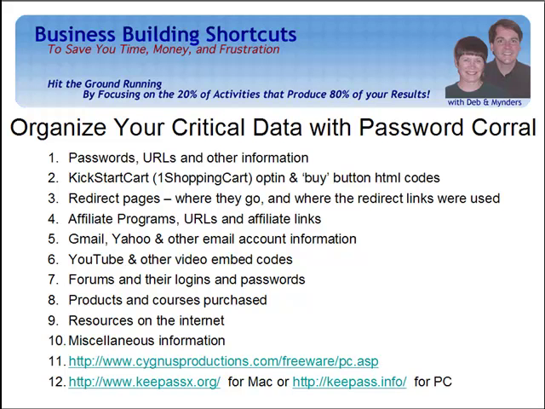So you can see I've listed here all the different things that I tend to use it for. I'll put my passwords and URLs for websites on Password Corral, but I also keep different codes that I create, whether it's Kickstart cart, One Shopping Cart opt-in or buy button codes, and redirect information for pages that I create for affiliate products that we're promoting. I will use affiliate links to cloak those, and I want to keep track of what affiliate redirect links I have created, where I've used them, and where they direct.